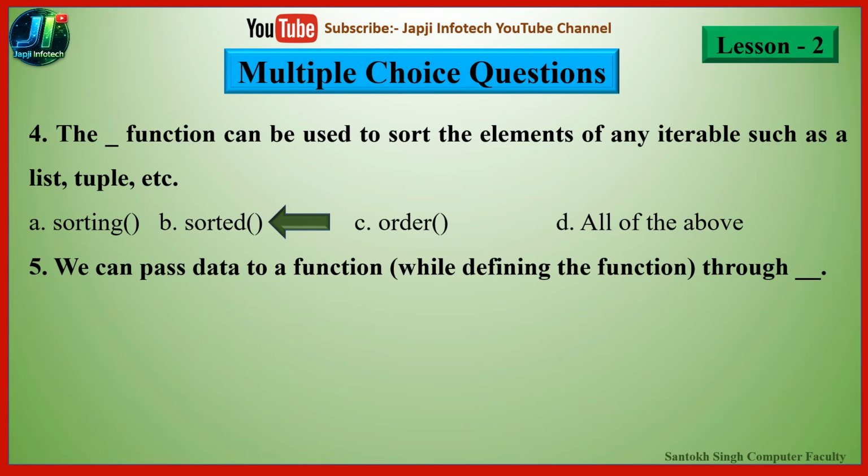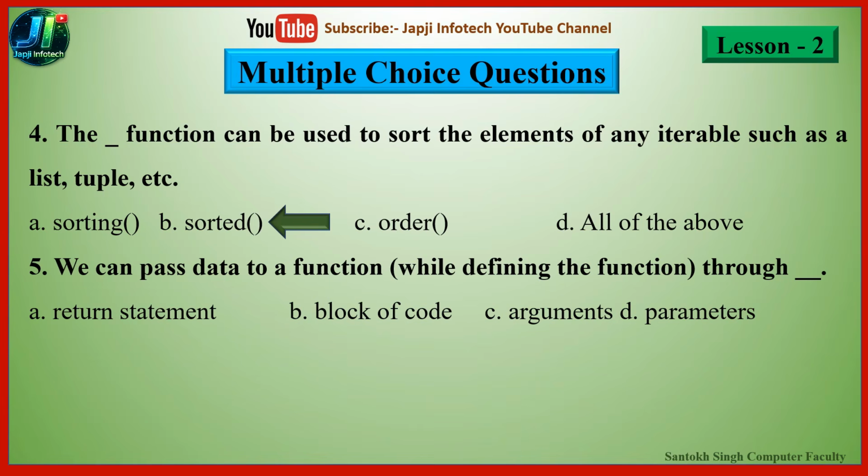And the fifth one is, we can pass data to a function while defining the function through dash, and the options are return statement, block of code, arguments, and the last one is parameters. And the right answer is we can pass data to a function through parameters.